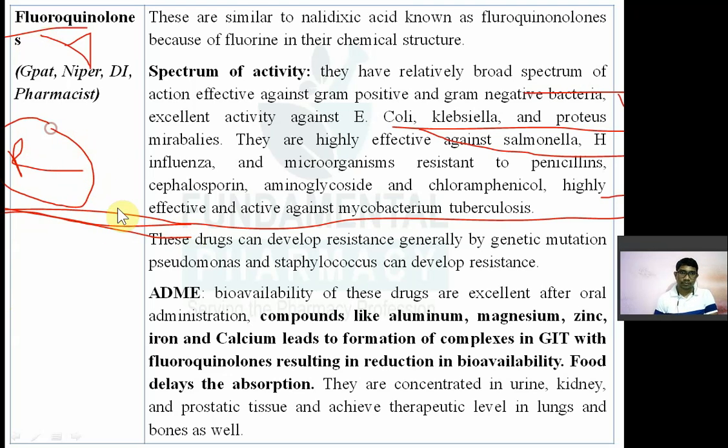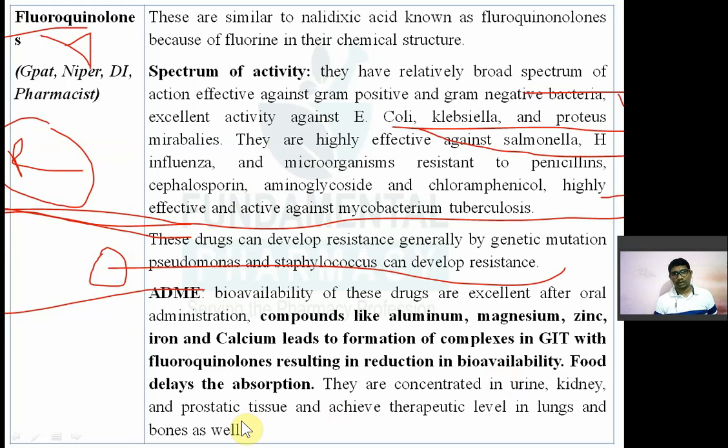These drugs can develop resistance, generally by genetic mutation. Certain bacteria like Pseudomonas and Staphylococcus have developed resistance to these fluoroquinolones. They are very good antibiotics, but nowadays they are also getting resistance because of irrational use of these antibiotics. Anyone comes and takes antibiotics, and because of that resistance is developing. Now ADME: absorption, distribution, metabolism. These drugs have very good bioavailability after oral administration.